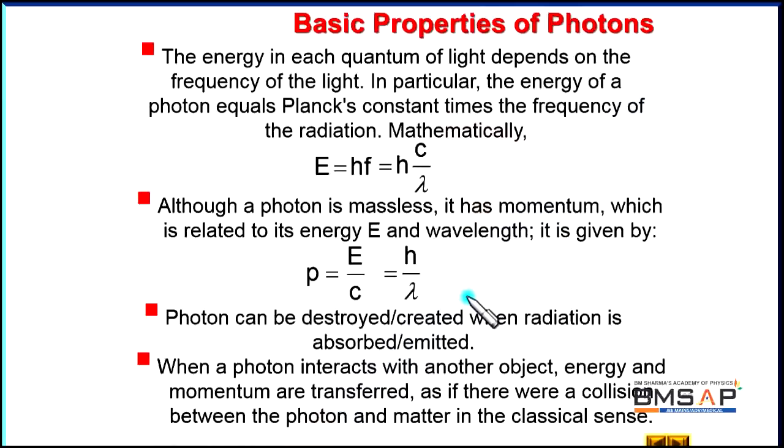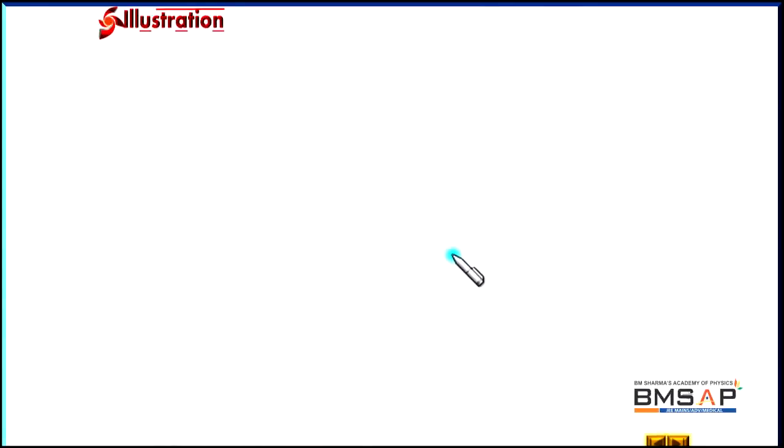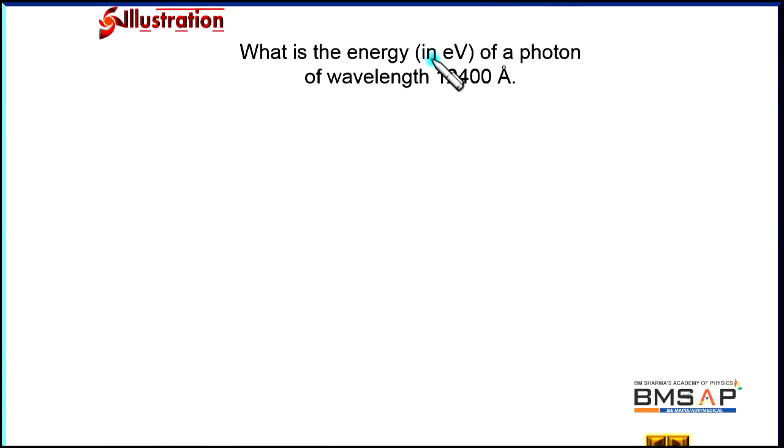Now, let us learn how to solve problems on photons and how to find the energy of a photon. There is a calculation trick through which we can calculate the energy of a photon in a faster way. So, let us take the first illustration. It is given: what is the energy in electron volt of a photon of wavelength 12400 angstrom? We need to calculate the energy in electron volt. Electron volt is a very small unit of energy. Generally, we calculate the energy of a photon in electron volt.